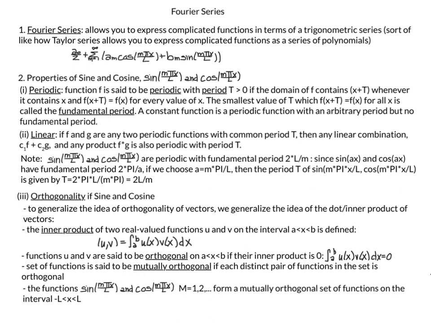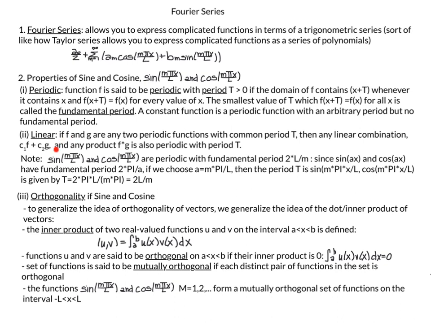The next property of sine and cosine we'll look at is linearity. So when f and g are two periodic functions with a common period T, then any linear combination or product of f and g is also periodic with period T. And a linear combination of two functions is just a scalar multiple times the first function plus possibly a different scalar multiple times the second function added together. So this is the general form of the linear combination. And by scalar multiple, I mean any real number. So it's a real number times f plus a real number times g.